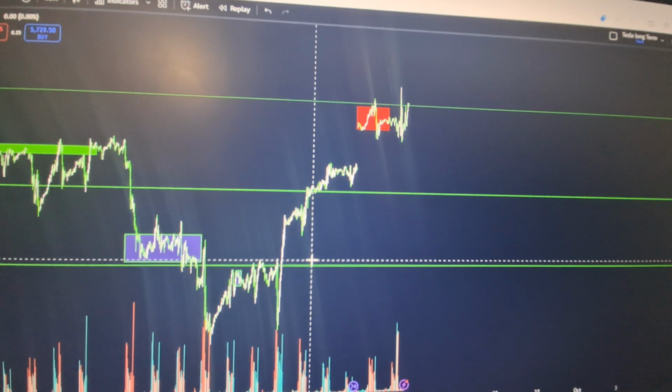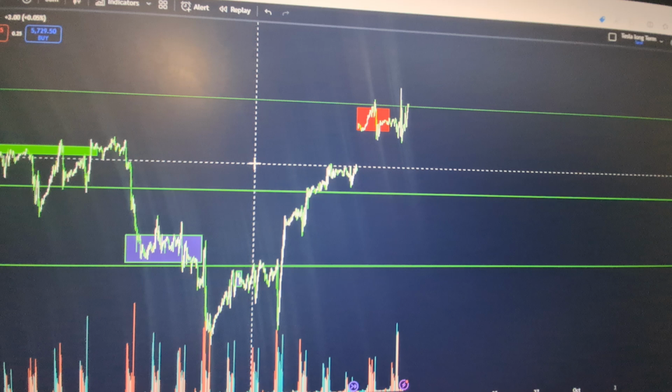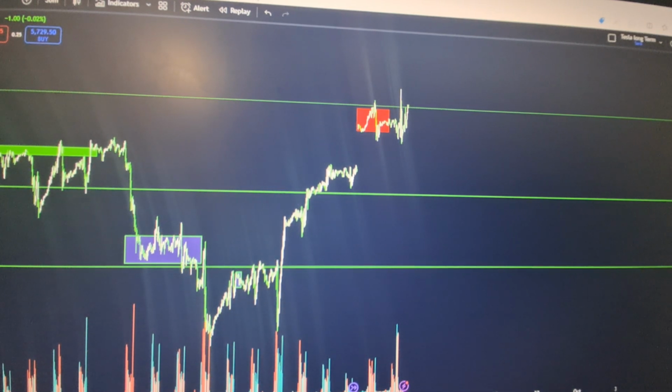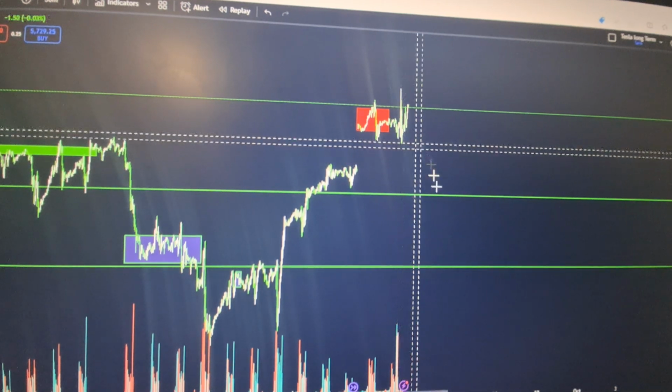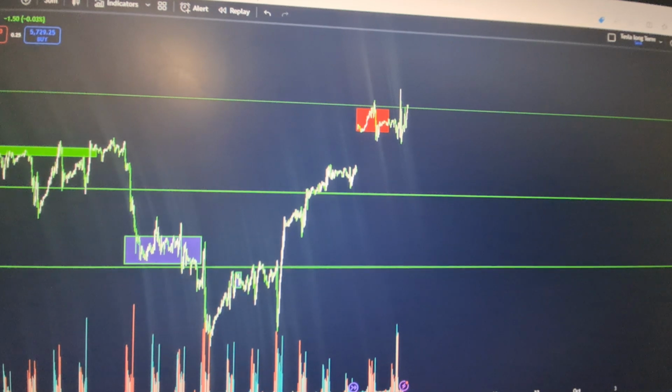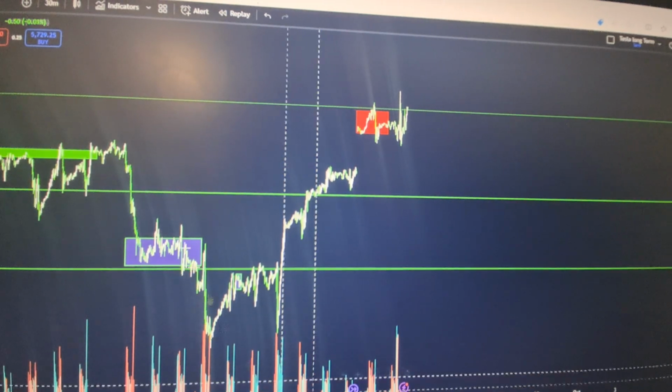Hey everyone, just wanted to give a quick update on ES1. This is futures for the stock market, mainly SPY, ticker SPY, ticker SPX. These are the general market leaders. Okay, so let's get into it.